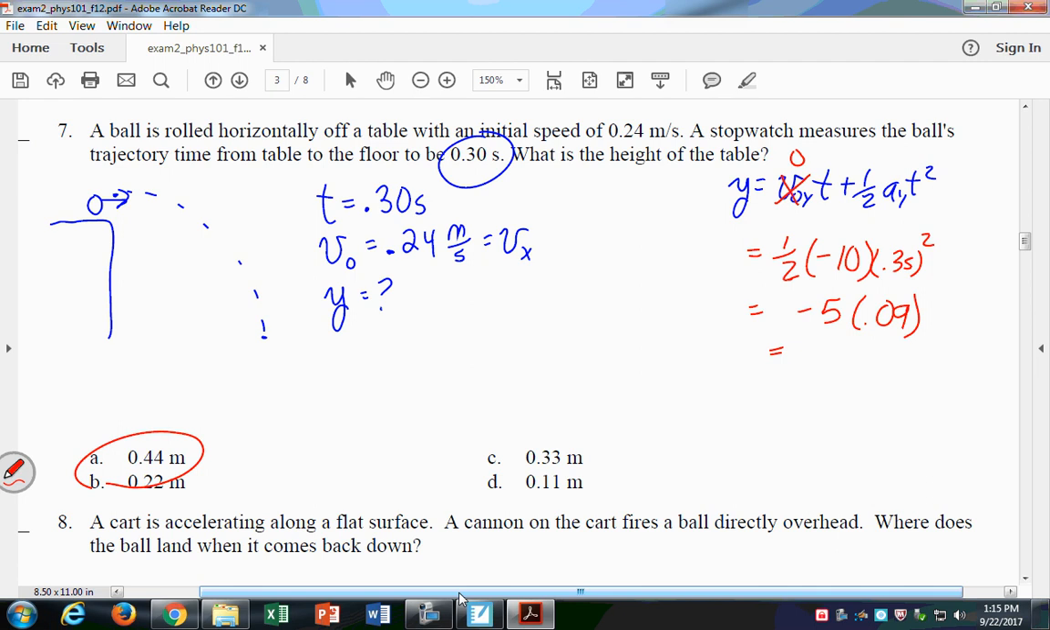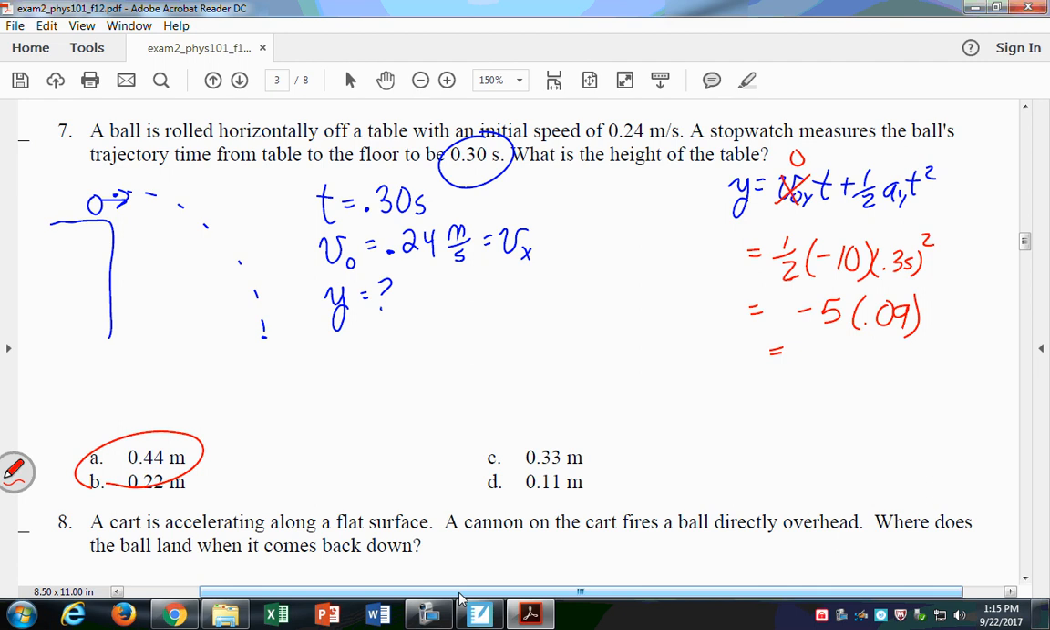0.44. I think at this time I was having the students use 9.8. That's why it comes out a little different. If you have the time, the problem's a lot easier. It usually is. Yeah. So just to confirm, v0y is 0 because it's falling that way.